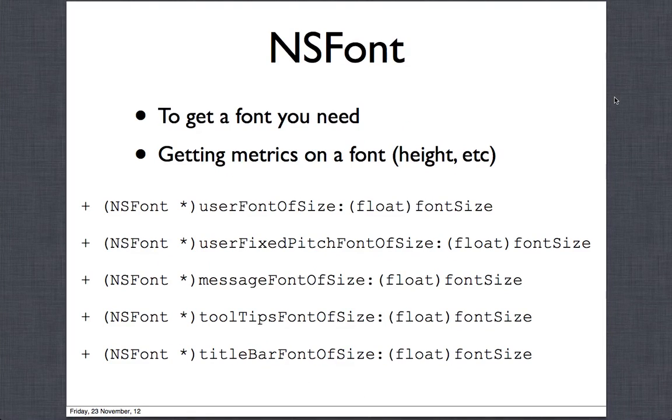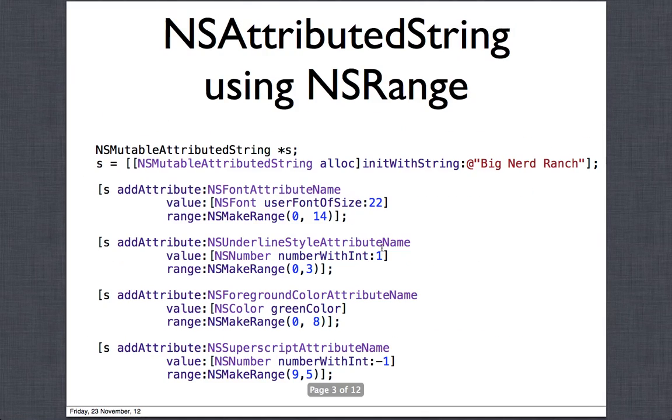So, as you probably guessed, the name of the class to use for fonts is NSFont, and two main functions of that class are to get the font you need and to get the metrics on a font, like height, boldness, etc. Those are some of the methods in NSFont, and they all return the NSFont object. You can get the user font of some size, passing it a size as a float, the fixed pitch font size, and message font of size. Well, there are a lot of methods. You can just take a look into the NSFont documentation, as with any other built-in class, and we're going to use just a couple of those.